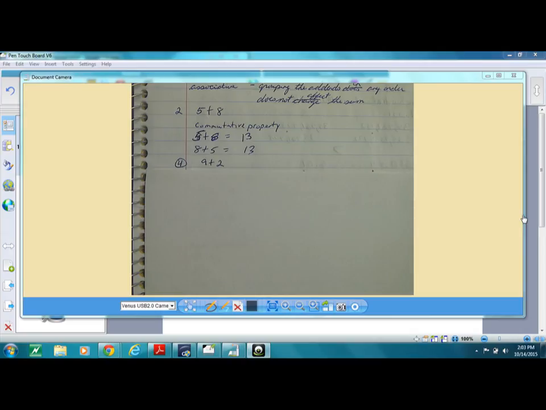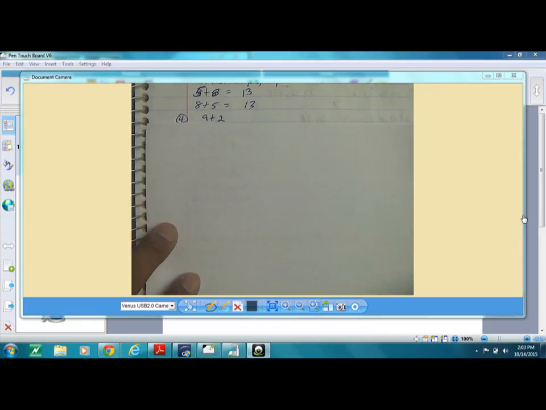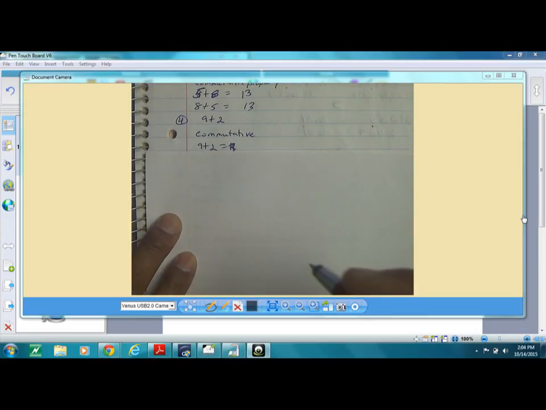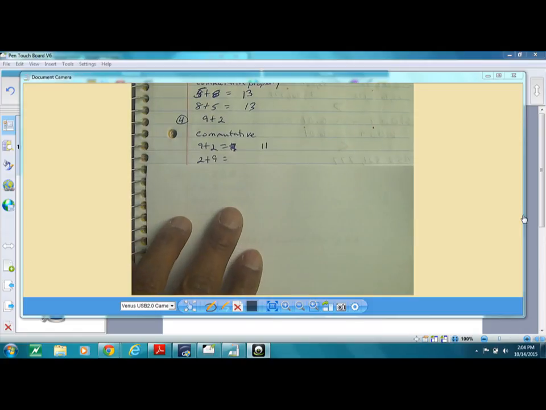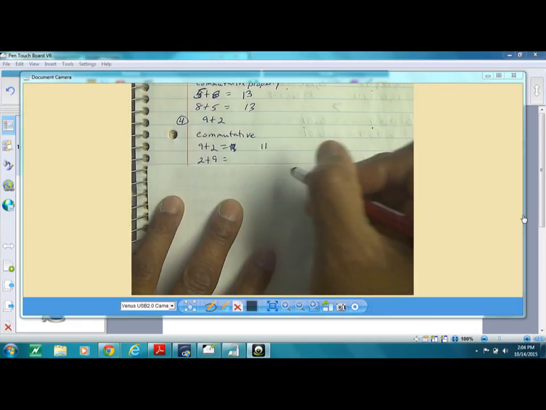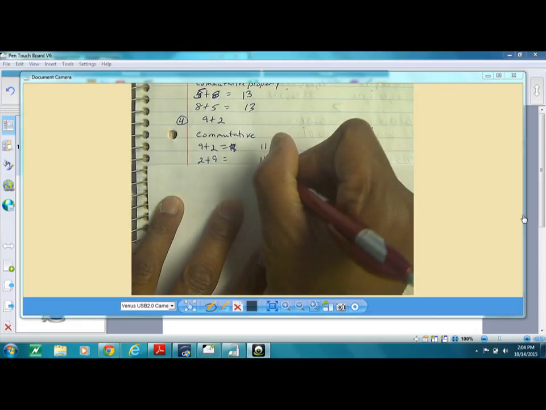Number 4 is 9 plus 2. There are two addends, so we're going to use the commutative property again, which means when we change the order of the addends, it does not change the sum. So we're using the commutative property, and we're going to find that 9 plus 2, which is 11, is the same thing as 2 plus 9, which is 11.